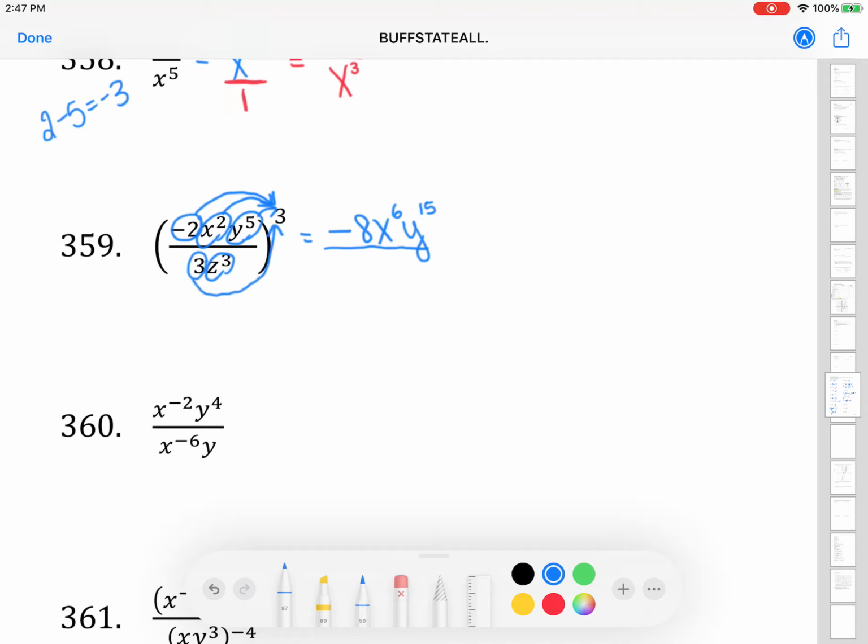In the denominator, same idea. 3 is being raised to the third power. 3 times 3 is 9 times 3 is 27. So I get 27 in the denominator. And then the last thing is z cubed. Just to write it out so you guys can kind of see what I mean, power to a power rule. It's being cubed, then it's being cubed again. When you have power to a power, you multiply them, you get z to the 9th.